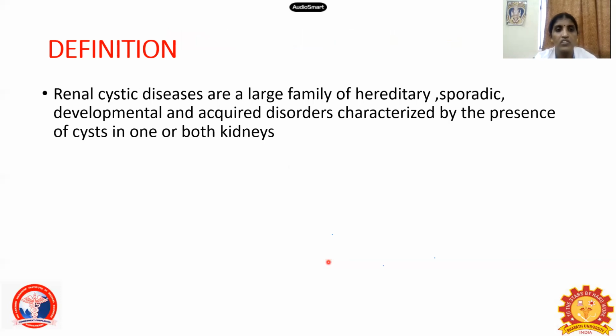So by definition, renal cystic diseases are a large family of hereditary, sporadic, developmental, as well as acquired disorders, which is characterized by the presence of cysts, which can involve one or both the kidneys. So you have to remember that it could be either hereditary, sporadic, developmental, or acquired. The second point to be remembered is the presence of cysts in one or both kidneys.